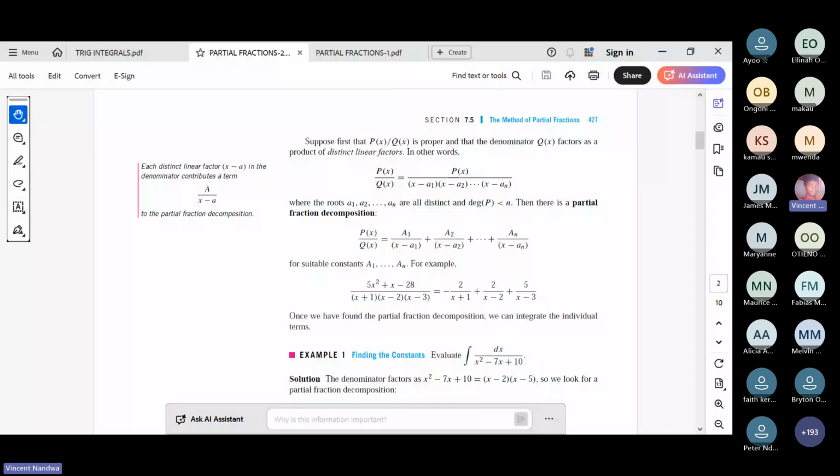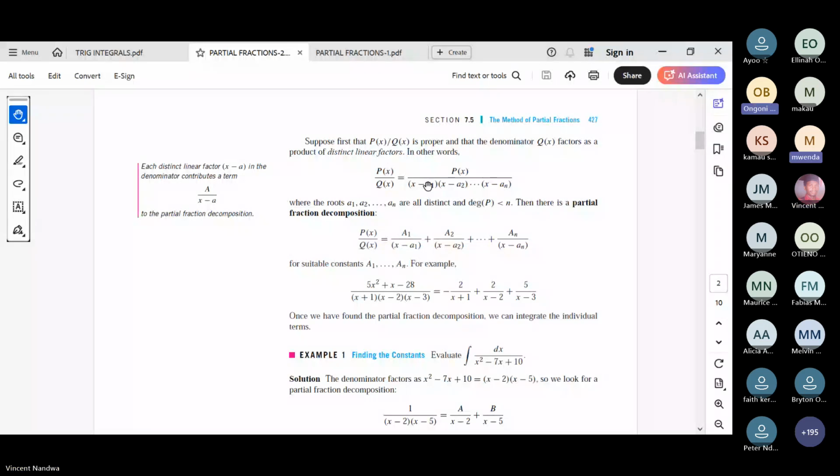So the first case is when you have determined that P over Q is proper and Q is a product of linear functions. So if Q is of the form x minus a1 times x minus a2 all the way to x minus an, and please note that a1, a2, an are real constants. We can as well have x plus a1, x plus a2, or x plus an. There's no problem. It can still be plus or minus sign.